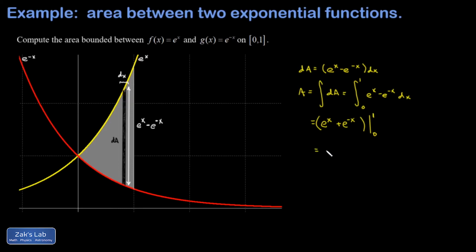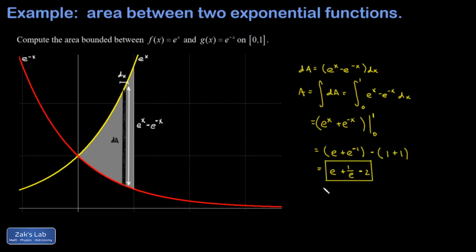Plugging in the upper limit, I get e to the 1, which is e, plus e to the negative 1, which I'll probably rewrite as 1 over e, minus, plug in the 0 for x, and I get e to the 0, which is 1, plus another e to the 0, so plus another 1. So my area comes out to e plus 1 over e minus 2.